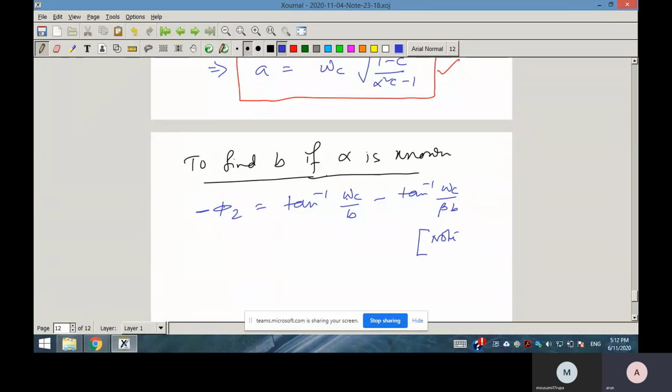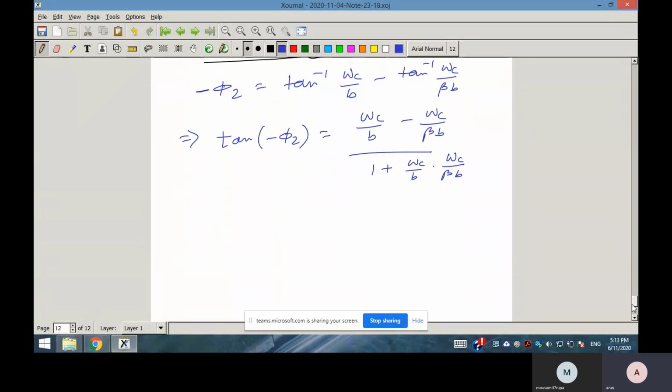So phi 2, this is the phase, this phi 2 is negative. So that's why I have written minus phi 2. So that means tan of minus phi 2, this means tan minus tan phi 2, or tan of minus phi 2. So this you will get as omega c by b minus omega c by beta b divided by 1 plus omega c by b into omega c by beta b.